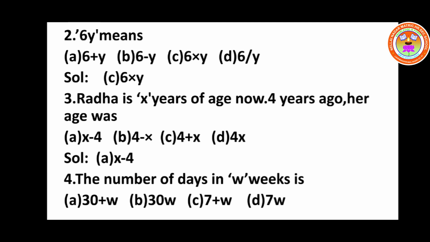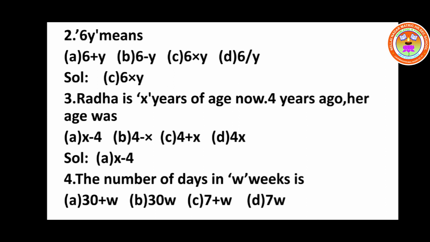Question number 2. 6y means. What is the meaning of 6y we want to find? Option A 6 plus y. Option B 6 minus y. Option C 6xy. Option D 6 divided by y. So the solution is, it is given 6y means, that means it is a multiplication. It denotes multiplication. So your answer is option C, 6 into y.